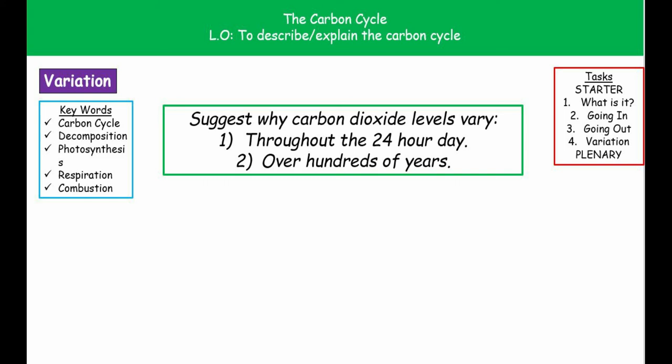Next thing I'd like you to have a go at doing is answering these two questions. So suggest why carbon dioxide levels vary, firstly throughout the 24-hour day, and secondly over hundreds of years. Now, if you've watched the daily government briefings, then this might be a bit of a hint for you at the moment about what's happening and why we might see changes in carbon dioxide levels, but also think about other things that could cause changes in carbon dioxide levels across a 24-hour period and over hundreds of years. Write those answers in your book for me. I'll give you a couple of minutes.